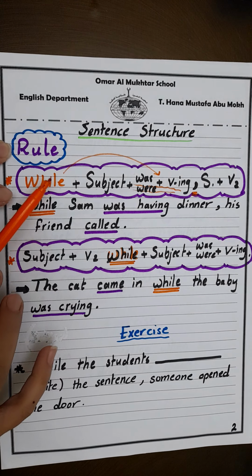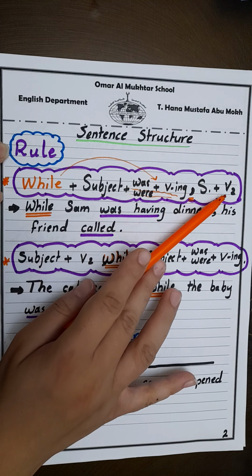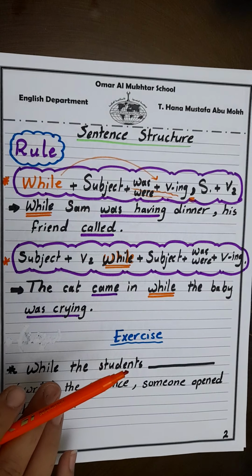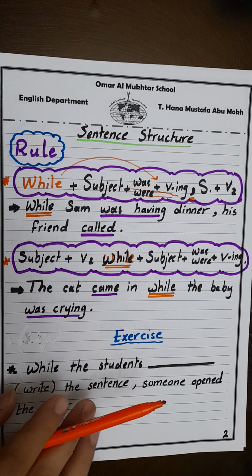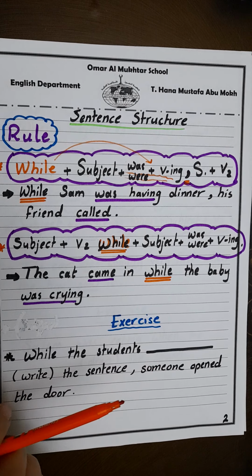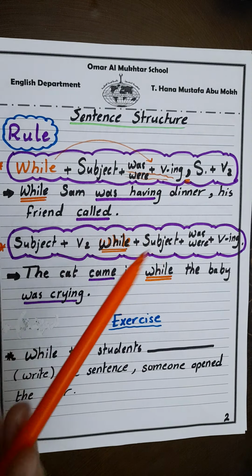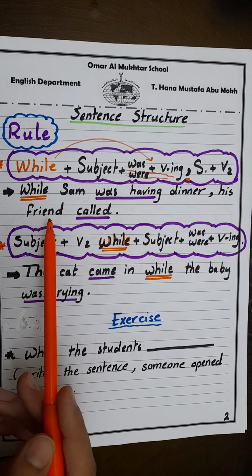Clear? So, while, subject, the continuous action, and then the sudden action with verb to. If we have determined the continuous action, how does its form come? was, were, verb ing. What about the sudden action, or the unexpected event? It comes in the form of verb to. While Sam was having dinner, his friend called.